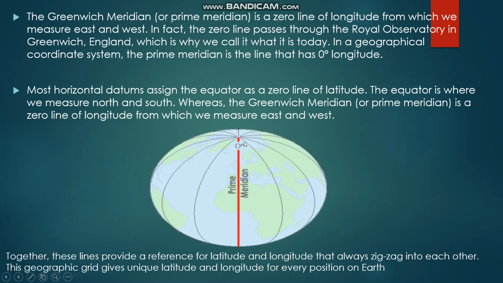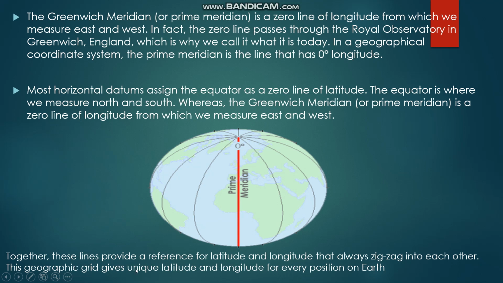The Greenwich meridian is the zero line of longitude from which we measure east and west. In fact, the zero line passes through the Royal Observatory in Greenwich, in England, which is why we call it that today. In a geographic coordinate system, the prime meridian is a line that has zero longitude. The equator is where we measure north and south, whereas the Greenwich meridian, or prime meridian, is the zero line of longitude from which we measure east and west.